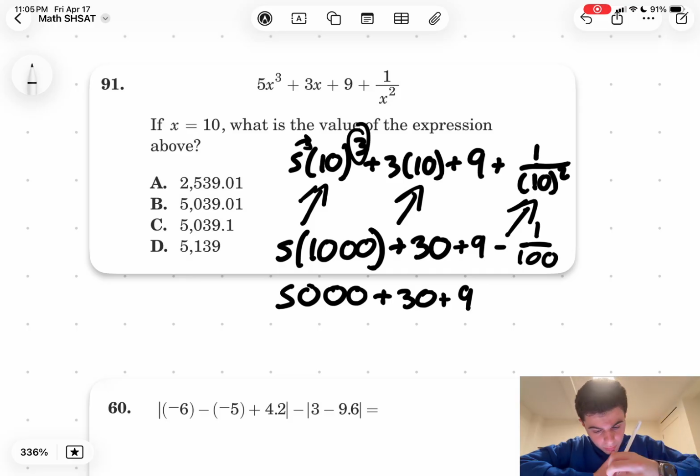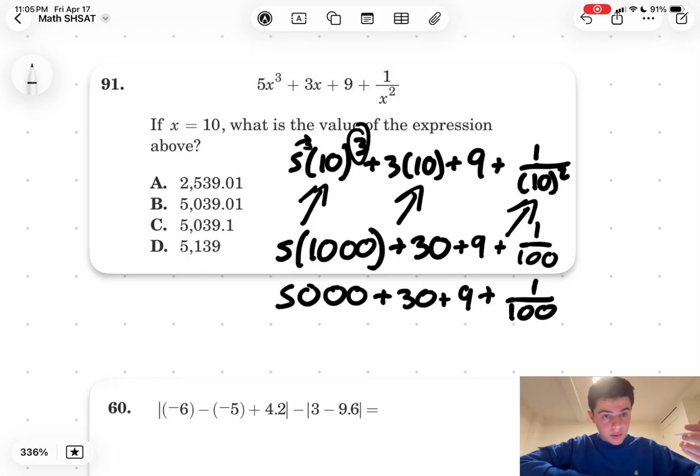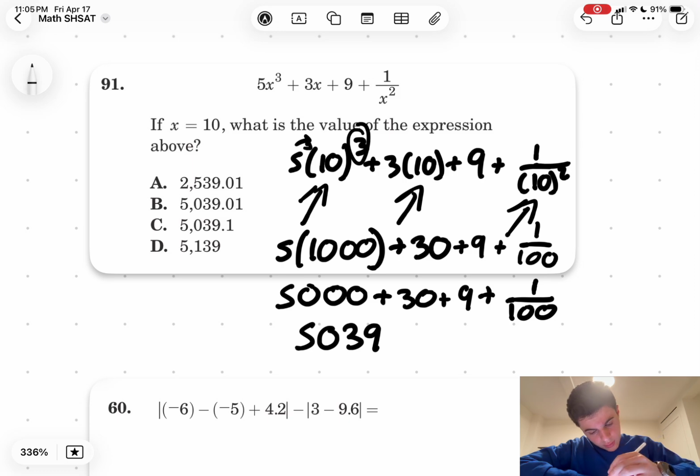Oh, I wrote a minus here. This is a plus. Plus 1 over 1,000. So now we can just combine like terms because they're all pluses. 5,000 plus 30 plus 9 is going to be 5,039.